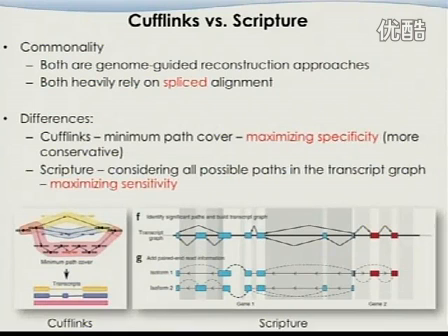The major difference: Cufflinks is a minimum path cover, so what it maximizes is the specificity. Meaning that if I see it, it's there. If I see it, it's correct. Scripture is considering all possible paths in the transcript graph. It's maximizing the sensitivity. If it's there, I have a higher probability to see it. But what I see is not necessarily correct. So you always want to find the balance.